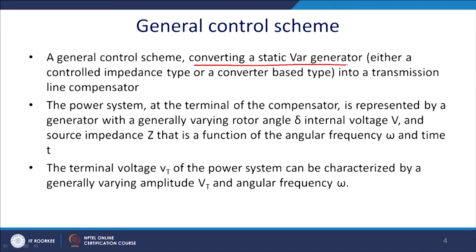In general, the control scheme converts the static var compensator, either a controlled impedance or a converter type, into a transmission line compensator. The power system at the terminal of the compensator is represented by a generator with a generally varying rotor angle and internal voltage. We know that P is given by V1 V2 by X sin delta, where delta is the rotor angle and the source impedance Z is a function of the angular frequency at a time t.